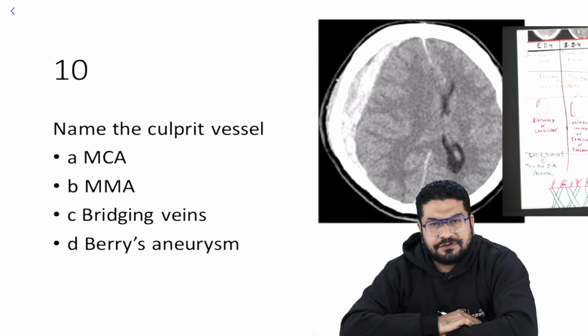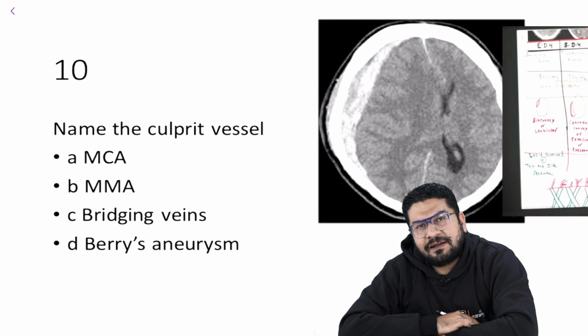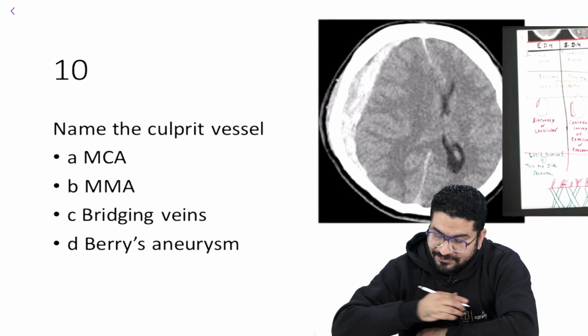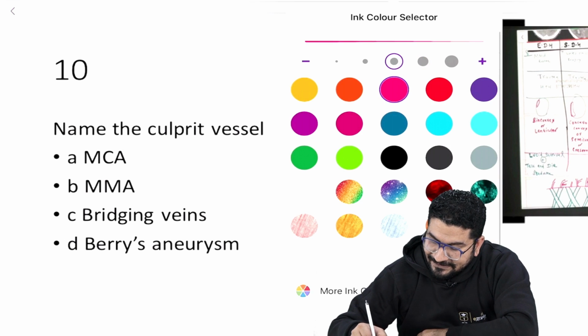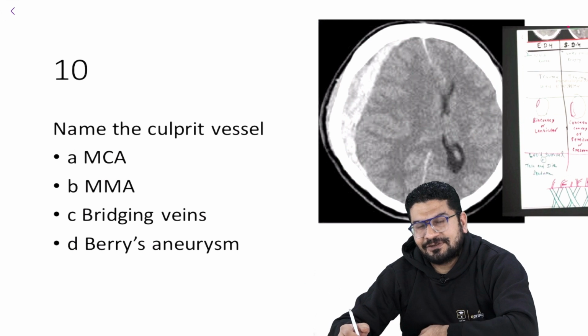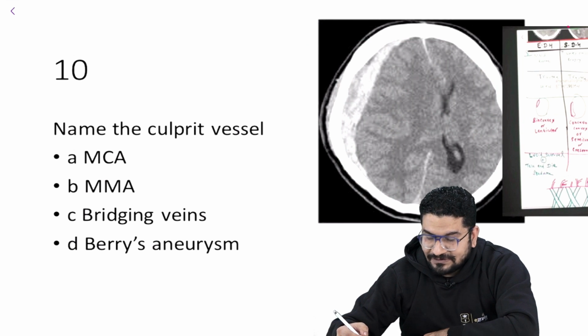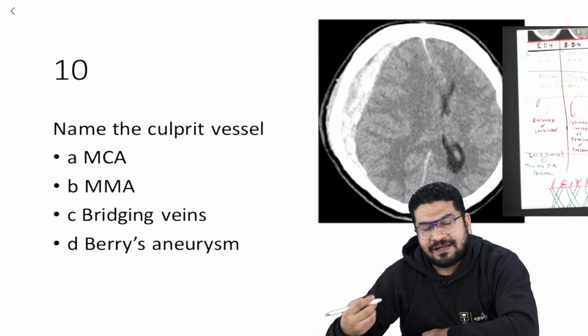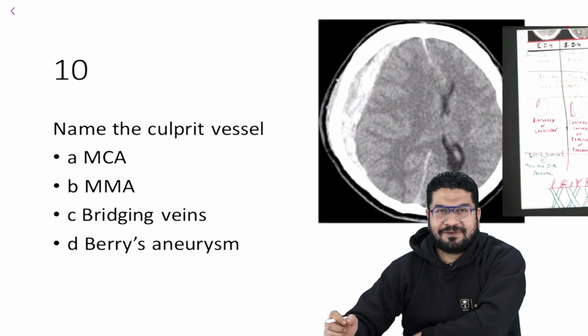Okay, so this is a question. You can see, name the culprit vessel. This is a topic, whether it's INI-CET or NEET PG or FMG exam, that is the examiner's favorite topic. They ask this type of CT a lot. I have seen that at least in one exam in a year they will ask this question. So this is one of the favorite topics of the examiner.